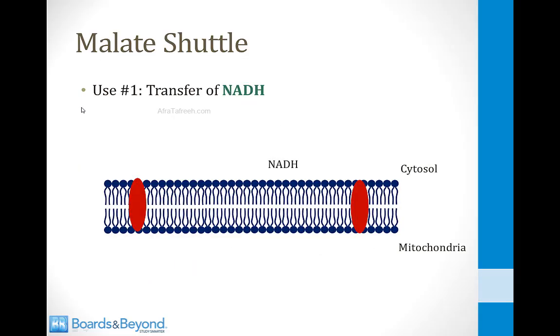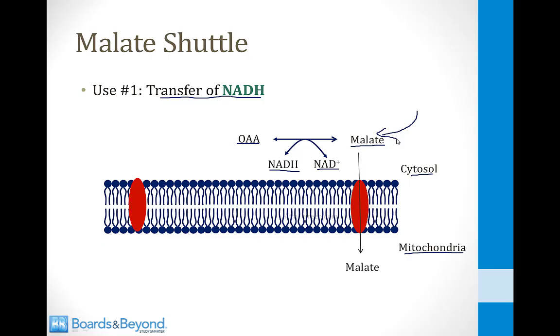So use number one of the malate shuttle is for the transfer of NADH into the mitochondria. Let's imagine we have a molecule of NADH and it's in the cytosol. It needs to get into the mitochondria to participate in electron transport, but it cannot cross the membrane. The way we're going to get it across is by using the malate shuttle. So we will synthesize a molecule of malate from oxaloacetate. In doing so, the NADH will be converted to NAD+.